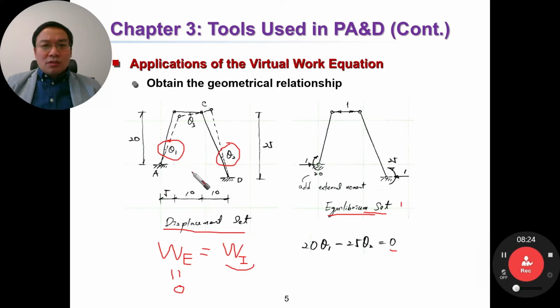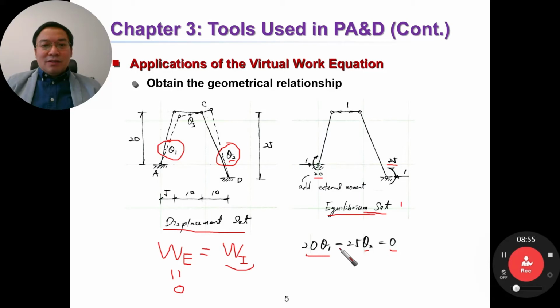Internal work, now we have theta 1 multiplied by moment here is 20. So we have theta 1 multiplied by 20. This is displacement set and this is equilibrium set. And theta 2 multiplied by moment here is 25.